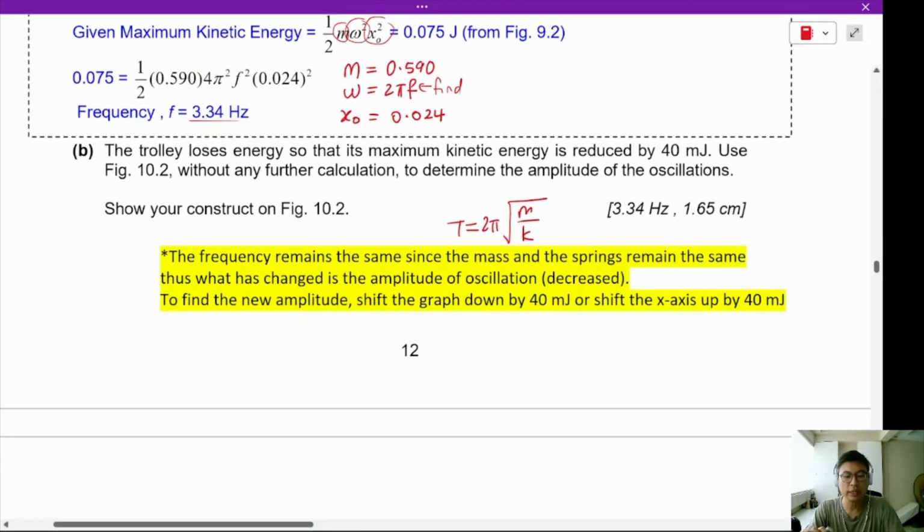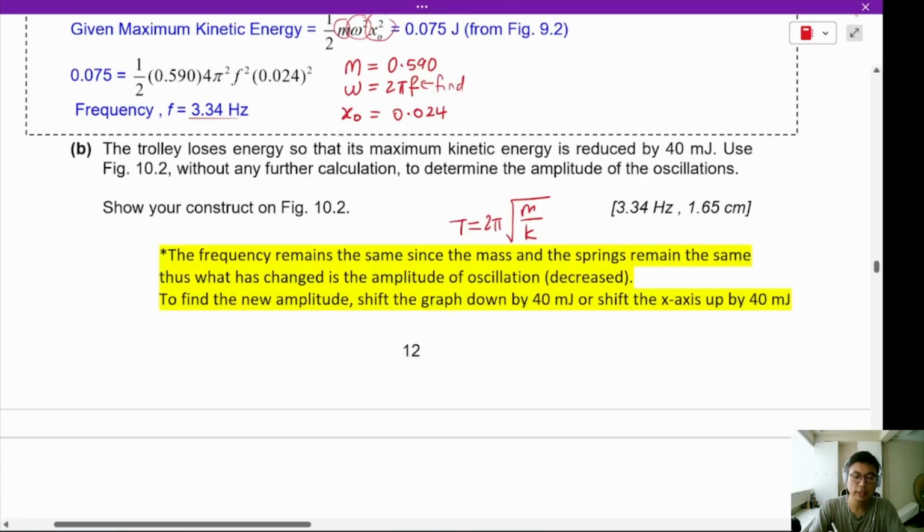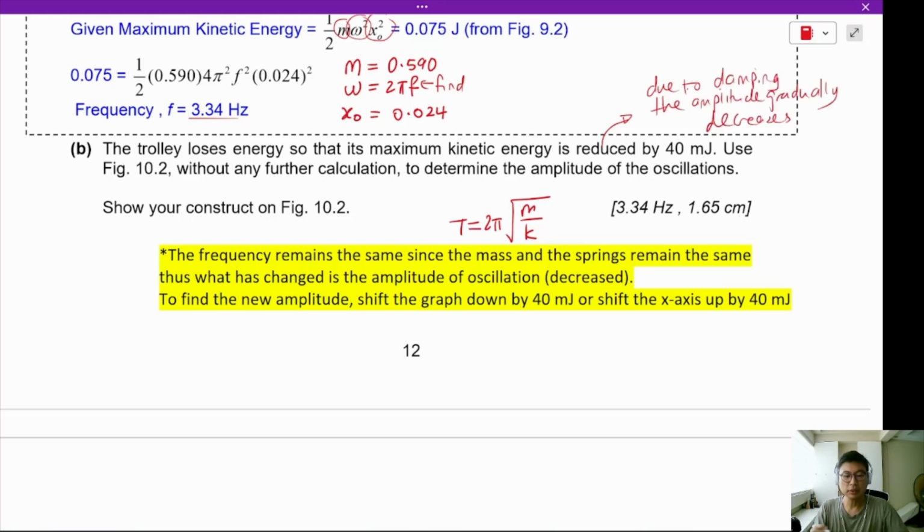Now the trolley loses energy so that the maximum KE is reduced by 40 millijoules. The way this happens is that due to damping, the oscillation's amplitude slowly decreases. But please note that the frequency will remain the same. The reason is because the spring mass system's equation, T equals 2 pi square root m over k, is constant so long as the mass and the springs remain unchanged.